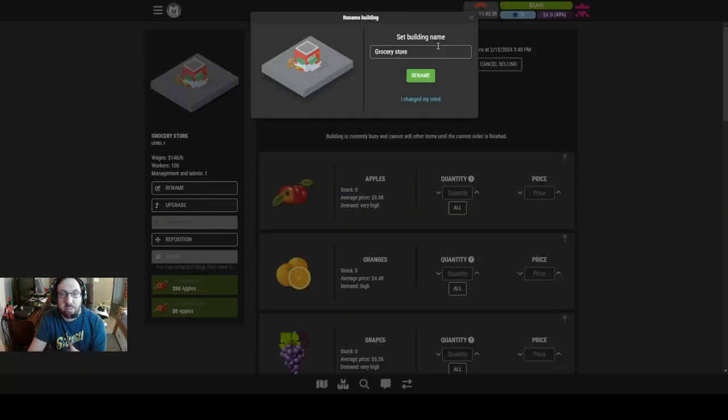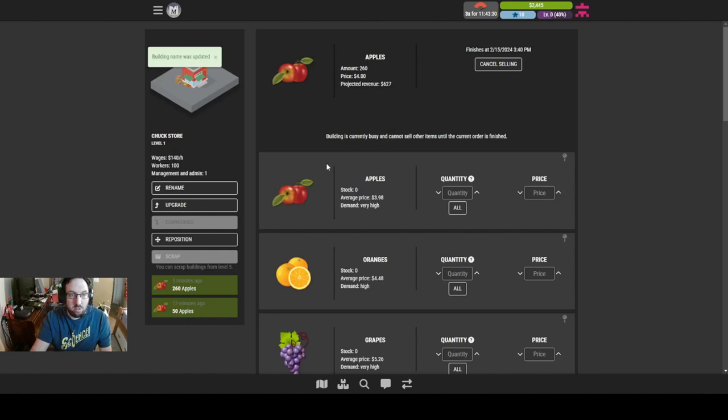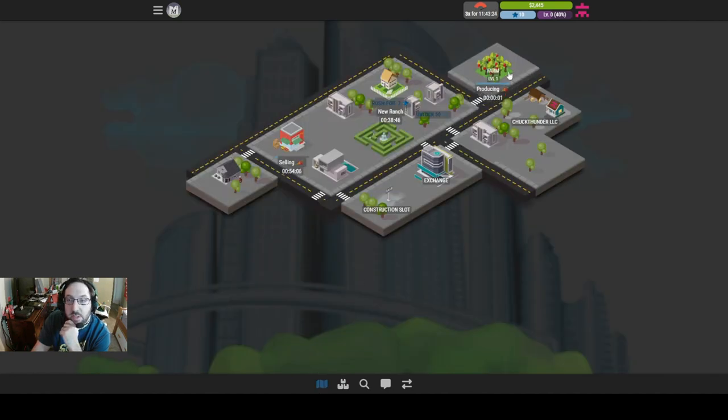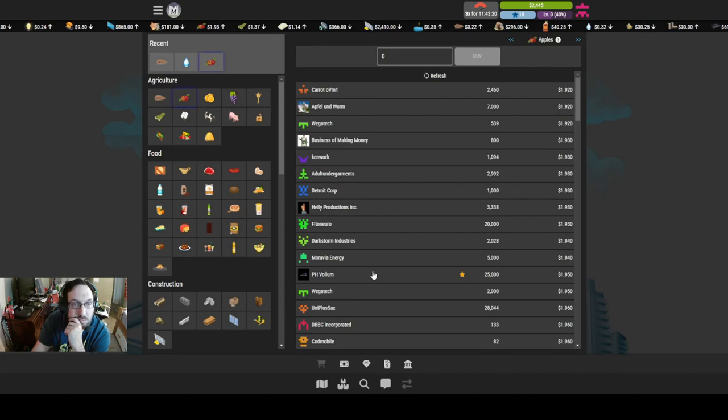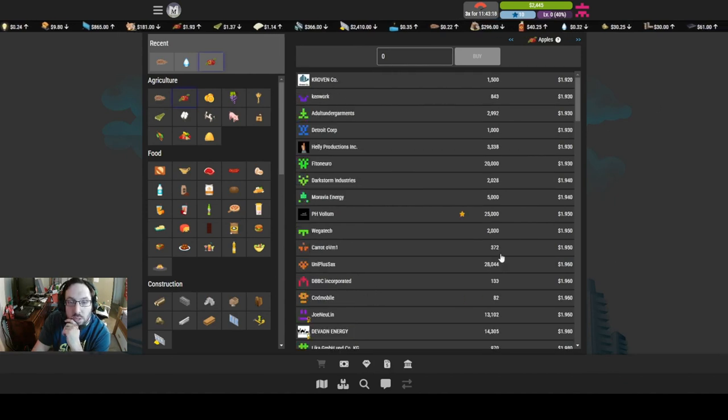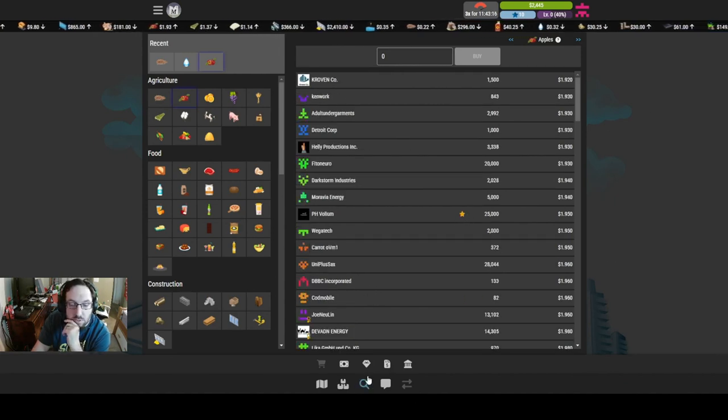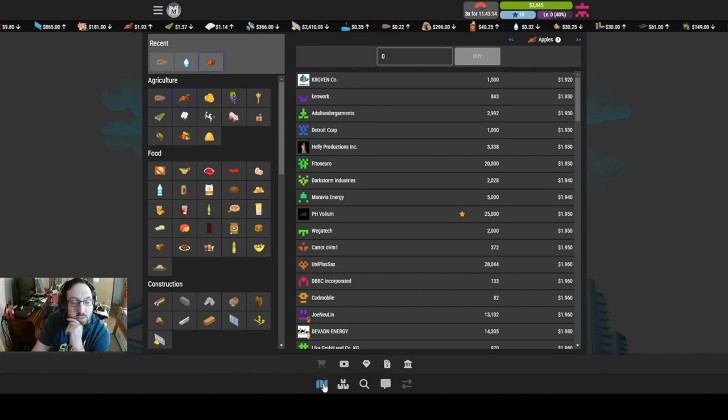Grocery store, let's rename it. Let's name it the Chuck Store. Okay, let's go back to here. Oh, go to the exchange. Why? What do I need to go to the exchange for? Okay, it highlighted for a second, but whatever.